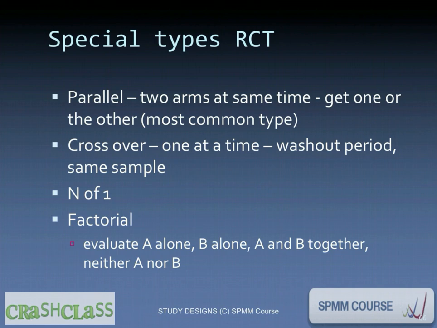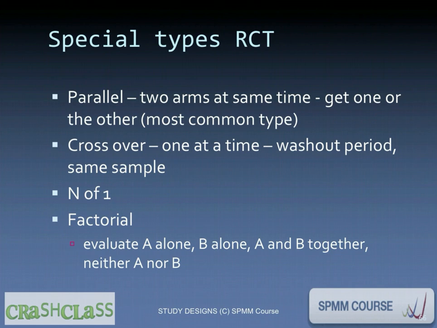We have parallel RCT, which is not a special type. It's the most common type, and you know what it is. You have two arms, and both arms receive different treatments. One may be placebo, one may be active treatment, but two treatments are given at the same time. Okay, so this is called parallel RCT, and each person gets only one exposure, either to the treatment or to the placebo.